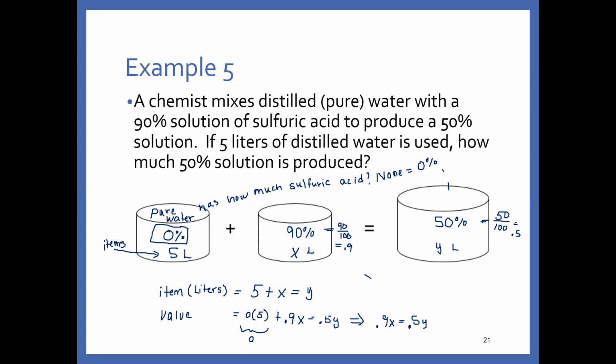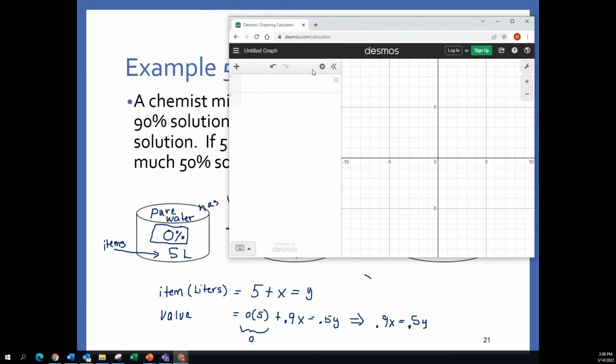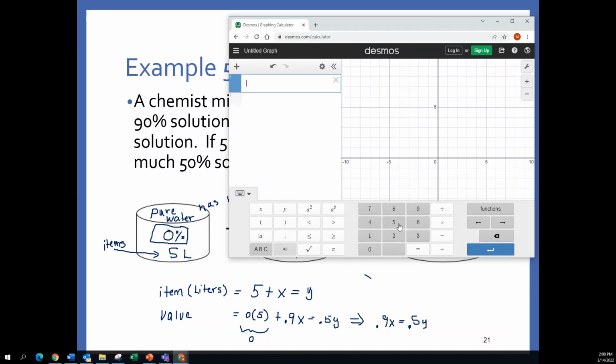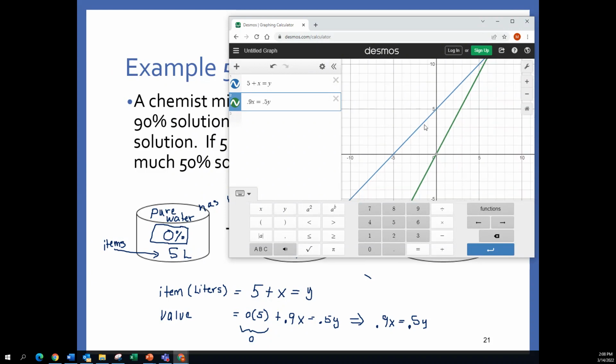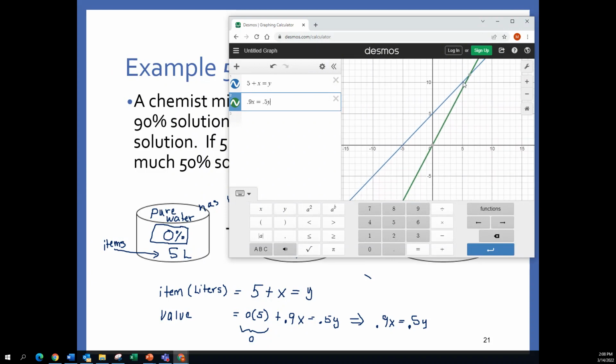From here, I'm going to pull up my Desmos calculator and type in my equations. So my first one is 5 plus x equals y. And then my second one is 0.9x equals 0.5y. And so I have my two equations. I do see them here, but I don't see where they meet. So I'm scrolling down to zoom out, find this point, and it's 6.25, 11.25.